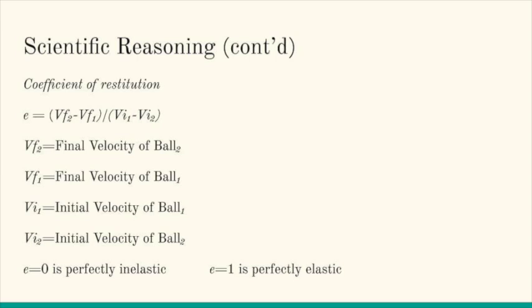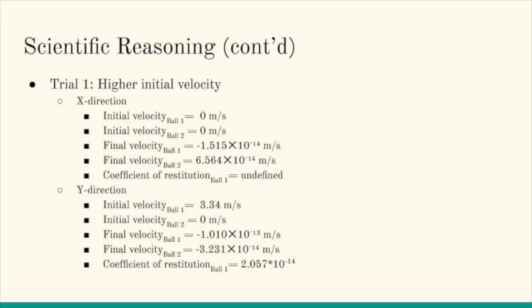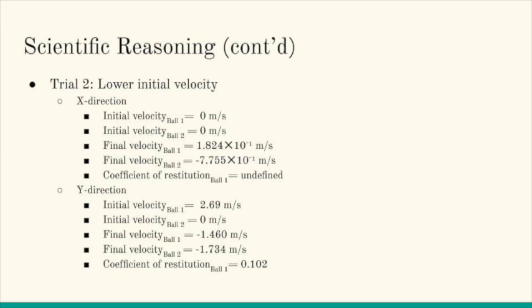The coefficient of restitution was calculated by finding the initial and final velocities of each ball in the x and y direction separately. In trial 1, when ball 1 was given a greater initial velocity, the y component of the coefficient of restitution is very close to 0, implying that this is a very inelastic collision. In our second trial, where we lowered the initial velocity of ball 1, it was found that the coefficient of restitution in the y direction was significantly larger at 0.102. However, this value still being close to zero represents a high inelasticity in a collision.